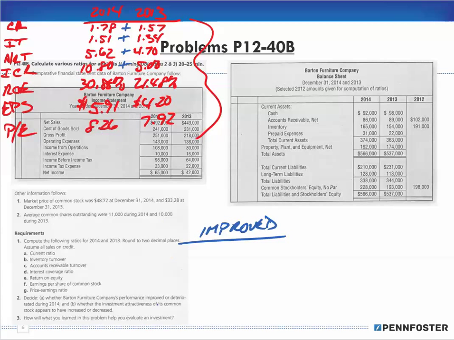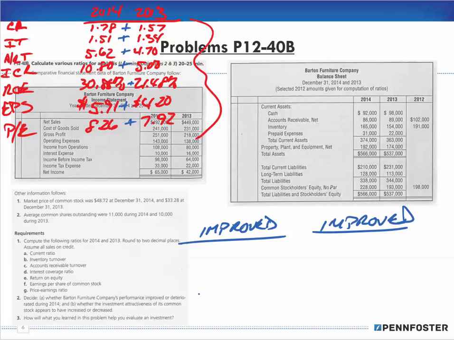Okay, now the attractiveness of the common stock: does it appear to have increased or decreased? Well, my return on equity increased, my earnings per share increased, and my PE ratio increased. All right, so that all says it improved. So it's becoming more attractive.